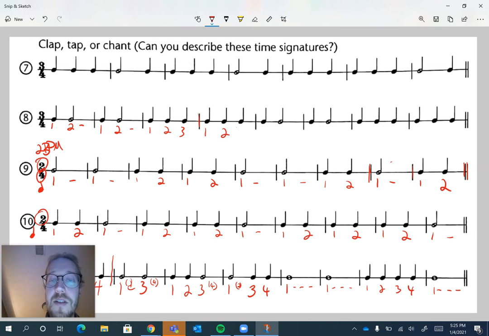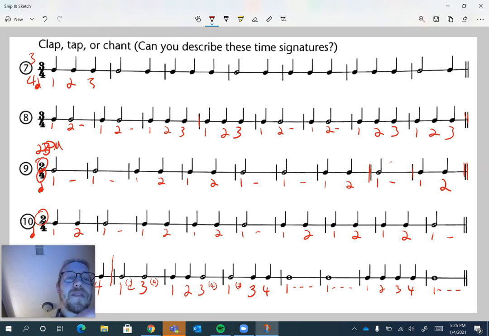It starts back at 1. 1, 2, 3. 1, 2, 1, 2, 1, 2, 3. 1, 2, 3. Stop. And number 7, same thing. 3/4, so 3 beats a measure. Quarter note gets the beat. 1, 2, 3. 1, 3. This is 2 beats, so beat 2 happens there. 1, 2, 3. 1, 3. 1, 2, 3. 1, 2, 3. 1, 3. Stop. There's a whole page of how to do this.